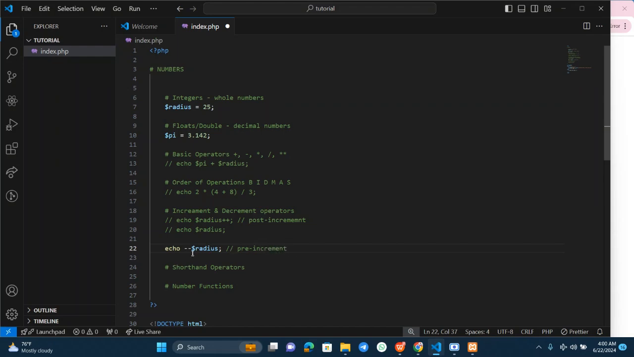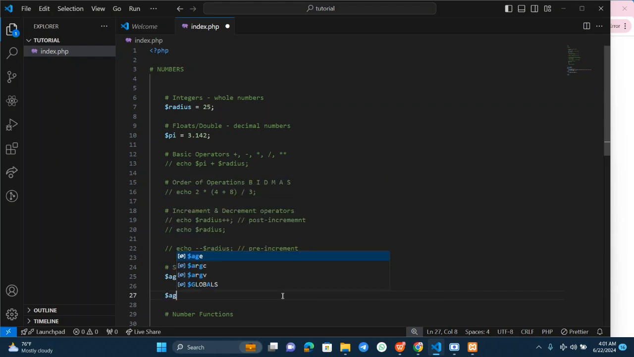So we have pre increments here. Let me comment this out. Yes, we have shorthand operators. So what are shorthand operators? Okay, let me declare another variable, age, to be 20. Yeah, let me just use 20.